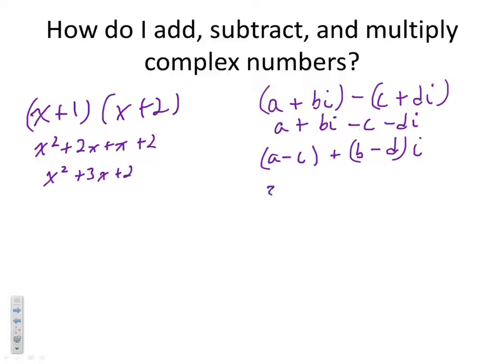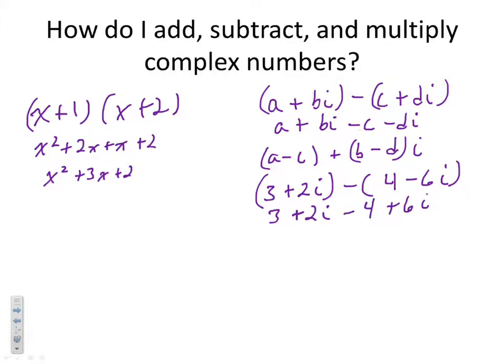So let's look at an example of that. I have, again, 3 plus 2i minus (4 minus 6i). So I have 4 minus 6i as one, and 3 plus 2i is the other, and I subtract them, and I get 3 plus 2i minus 4 plus 6i. Combine like terms, I get negative 1 plus 8i. And that's how you subtract them. You just use like terms.